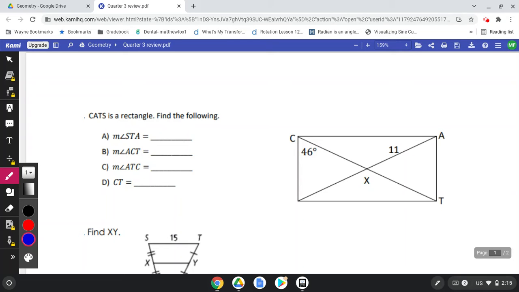One thing I'm noticing right from the start is this is CATS. I need an S right there. I don't know what happened, it's not there.